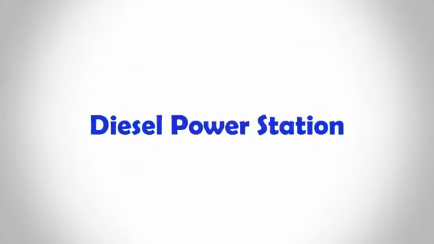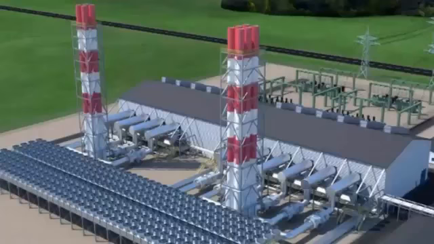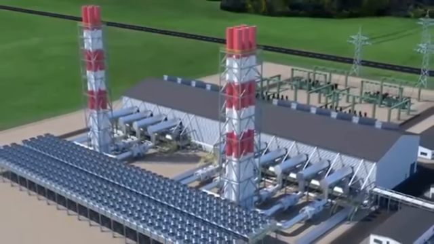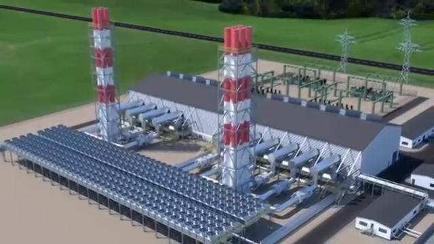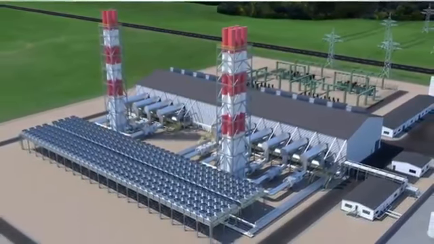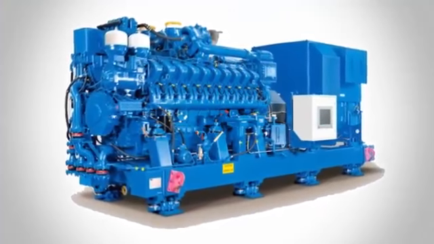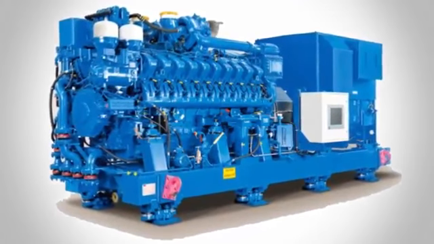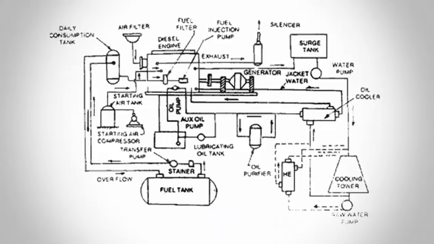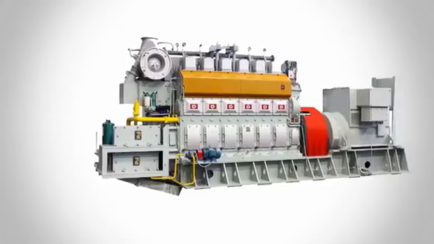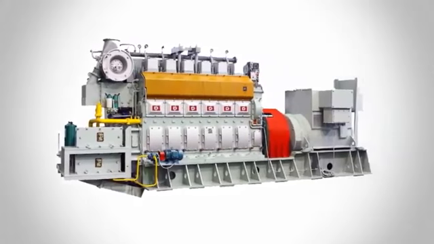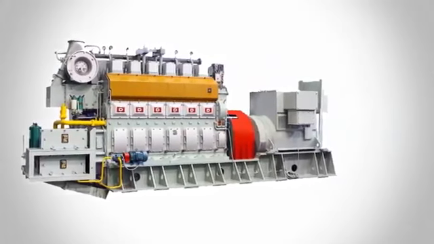Diesel power station. A generating station in which a diesel engine is used as the prime mover for the generation of electrical energy is known as a diesel power station. In a diesel power station, the diesel burns inside the engine and the products of this combustion act as a working fluid to produce mechanical energy. The diesel engine drives the alternator which converts mechanical energy into electrical energy.